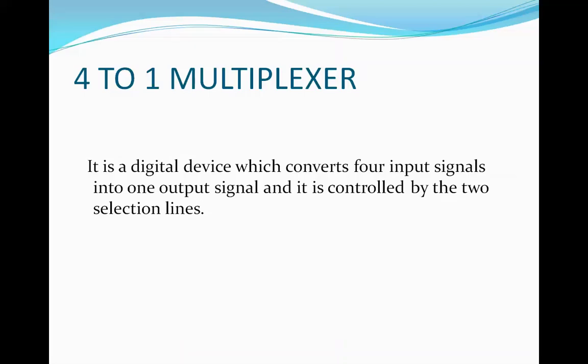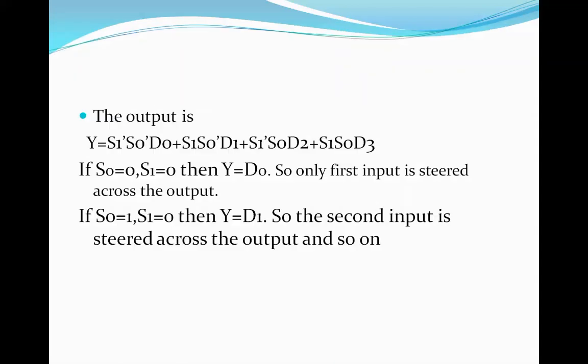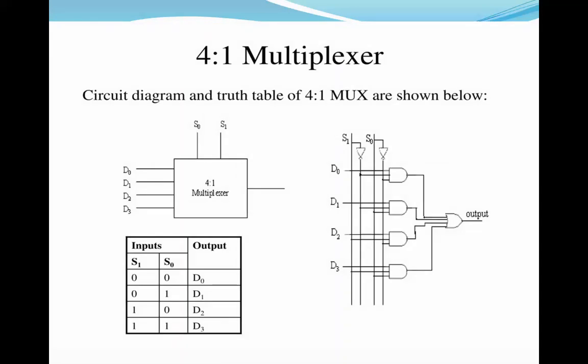Similarly, you can implement the 8 cross 1 multiplexer or the 16 cross 1 multiplexer. The procedure will be the same, and the one thing you have to take care about is the number of selection lines. If you are taking an 8 cross 1 multiplexer, in that case you have to decide about the selection lines. At that time 2 raised to the power 3 is equal to 8.